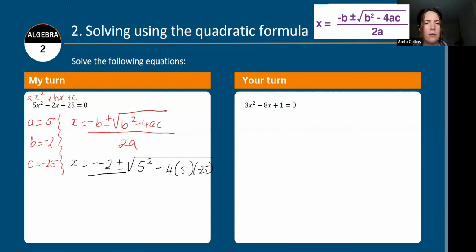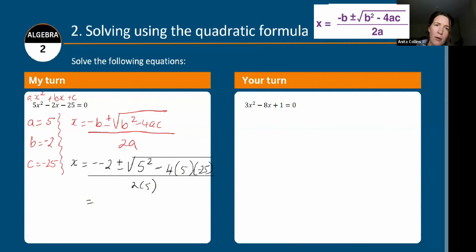All over 2a, 2 times 5. So that gives me. Now, a lot of students I see break this down and do the little bit inside the square root first. Please don't do that. At this point, you have gotten all the method marks, all the working out marks you're going to get. Breaking this down into individual calculations is just introducing the possibility of making an error or a slip. Put all of it into your calculator exactly as it appears.